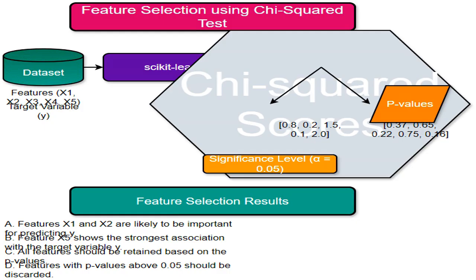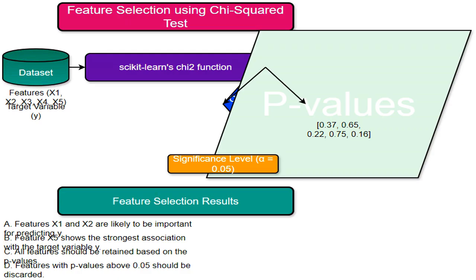I'll use these to assess the strength of a relationship between each feature and the target variable. Along with the chi2 scores, I also get p-values: 0.37, 0.65, 0.22, 0.75, 0.16. These tell me the probability of seeing the results I got if there were actually no relationship between the feature and the target variable.